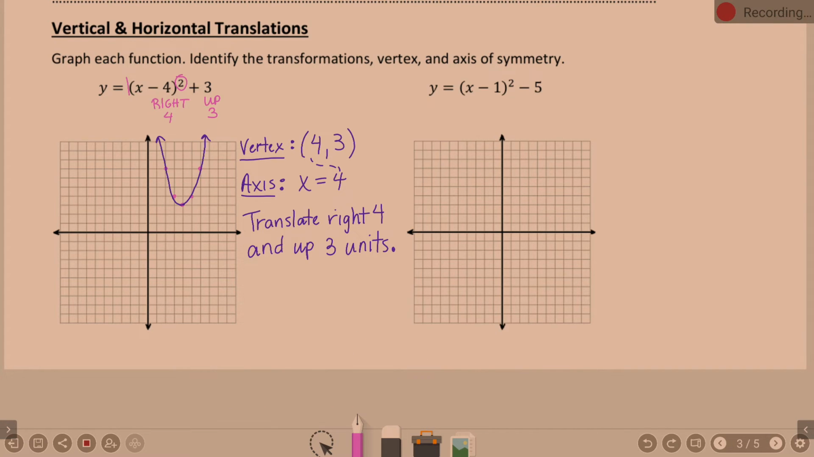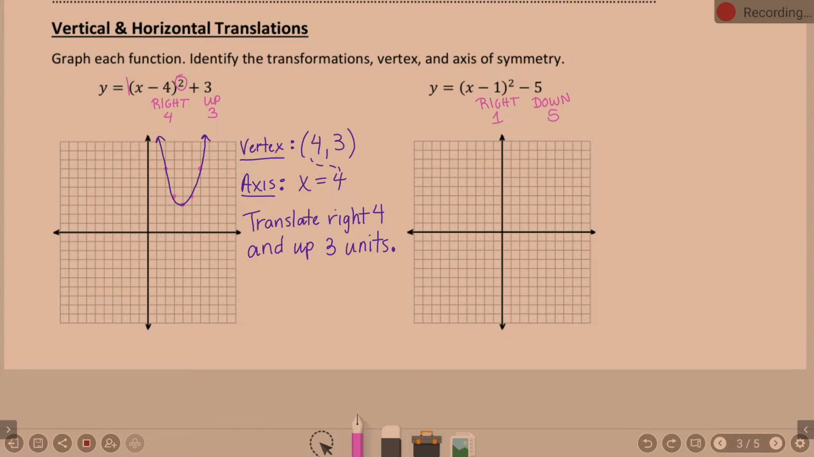Y equals x minus 1 quantity squared minus 5. What do we see? What's something you see, Paul? You translate right 1 unit. Okay. It's a minus in the parentheses again, so that is left to right, opposite the sign. So we're going to go right 1. Jayden? Down 5. It's a minus 5 at the end. So we're going to move down 5, direction of the sign.